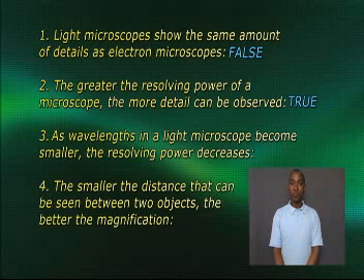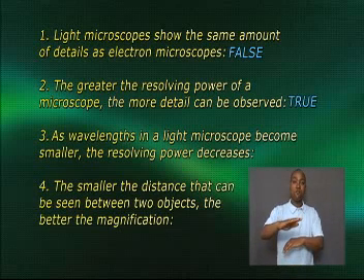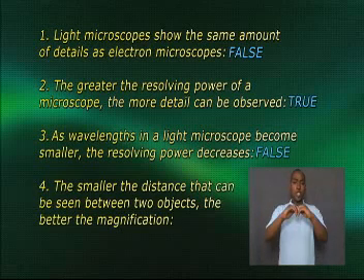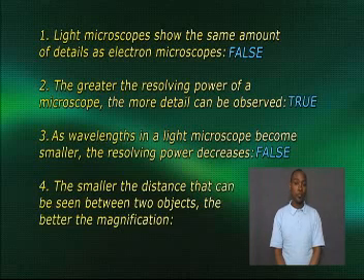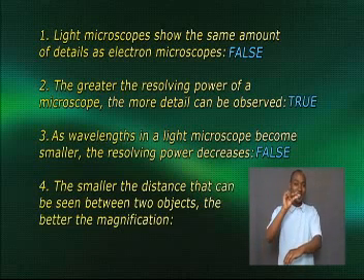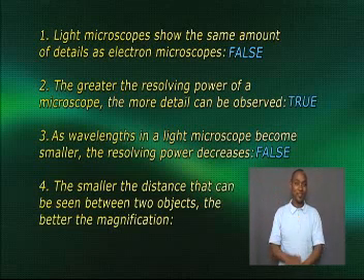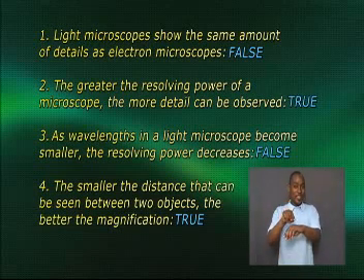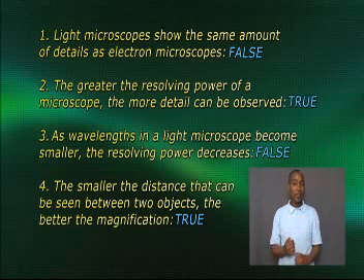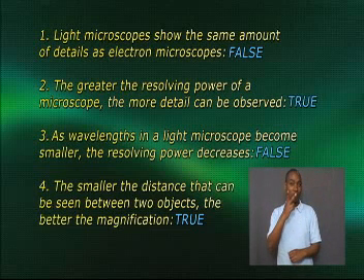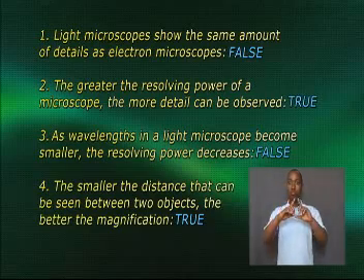As wavelengths in a light microscope become smaller, the resolving power does not decrease. As the wavelengths become smaller, the resolving power increases. The smaller the distance that can be seen between two objects, the better the magnification. Were you able to answer them correctly?